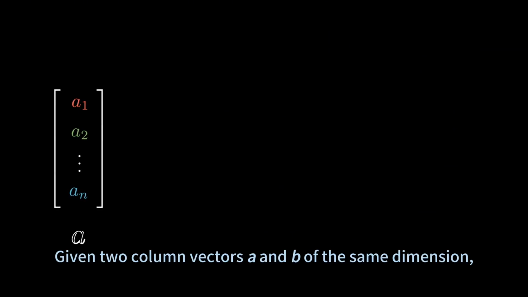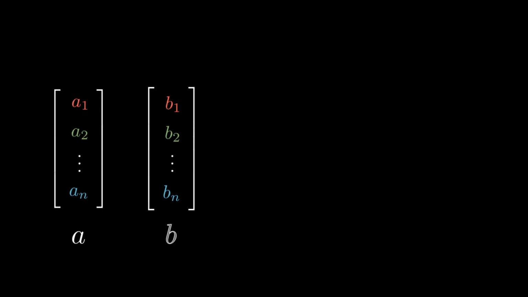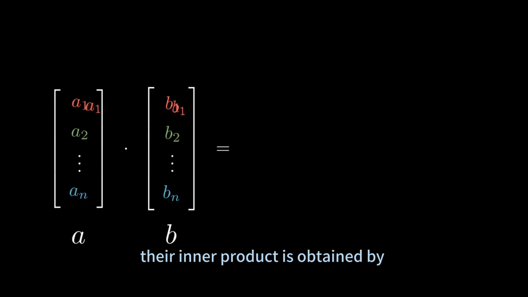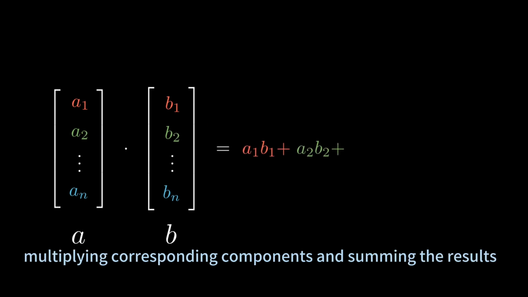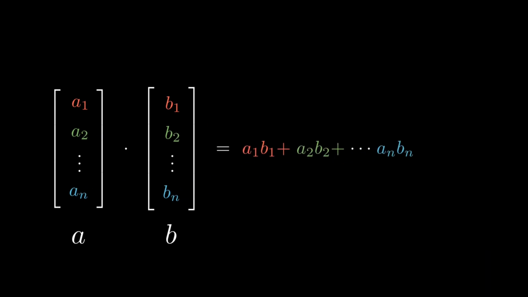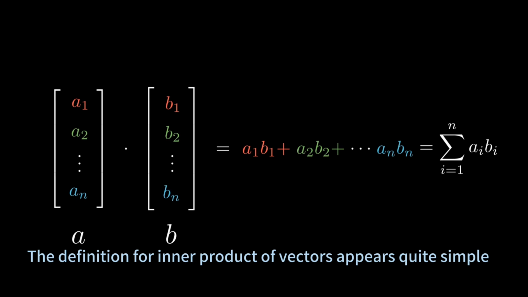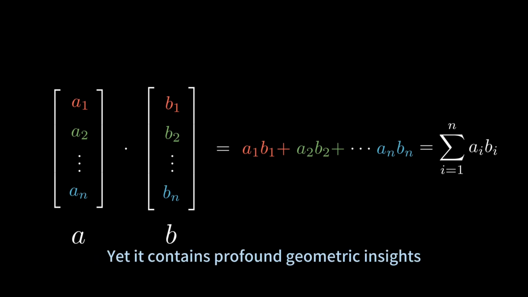Given two column vectors A and B of the same dimension, their inner product is obtained by multiplying corresponding components and summing the results. The outcome is a scalar. The definition for inner product of vectors appears quite simple, yet it contains profound geometric insights.